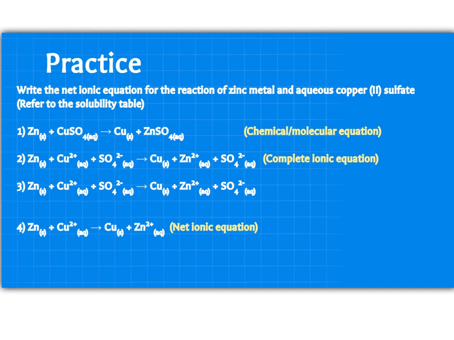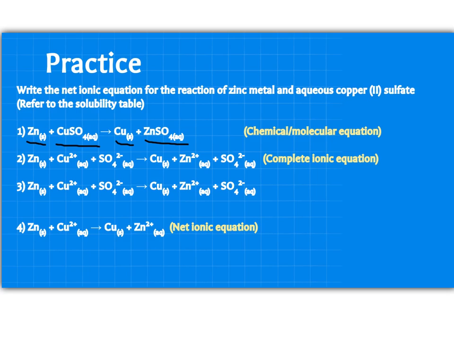This is another example. We're going to do the same thing. It says write the net ionic equation for the reaction of zinc metal and aqueous copper 2 sulfate. Again, refer to the solubility table. So our first reaction, our complete chemical or molecular equation, is going to be zinc metal, which is a solid, and aqueous copper 2 sulfate. And it told us it was aqueous. This is a single replacement reaction, which means that what we are going to get is copper metal out and zinc sulfate. We're checking our states very carefully in this reaction because our states are what will dictate our complete ionic equation in the next step.